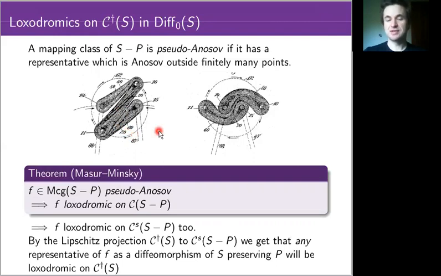Now we need our maps to be in Diff naught of S, so we need them to be isotopic to the identity on the surface. So in other words, we need these mapping classes to be in the kernel of the natural map of the mapping class group of S minus P to the mapping class group of S, or the forgetful map, or the Birman kernel. The fact that these pseudo-Anosov maps do exist is essentially due to Kra, but there's also another way of proving it using work of Kra and Mackay.